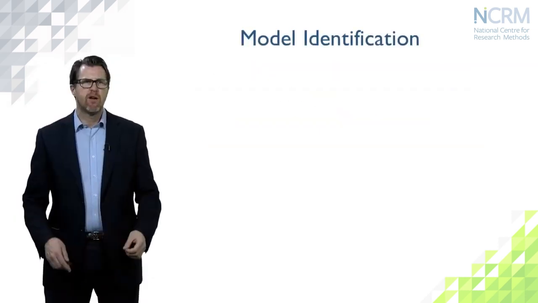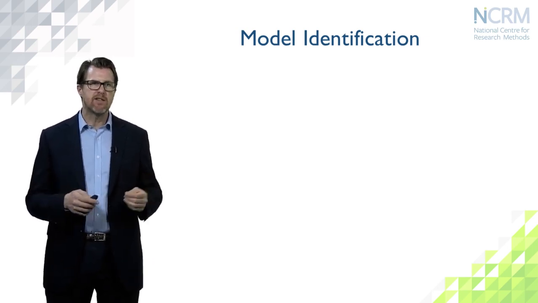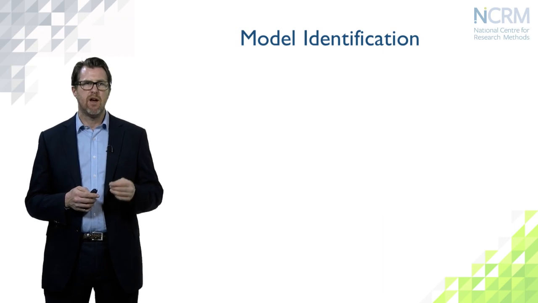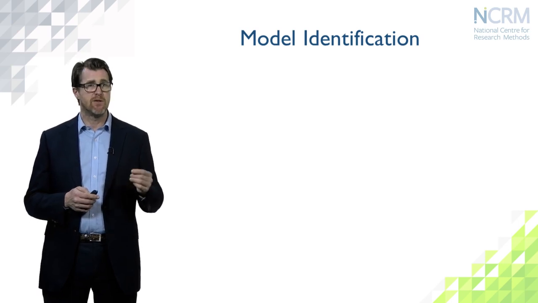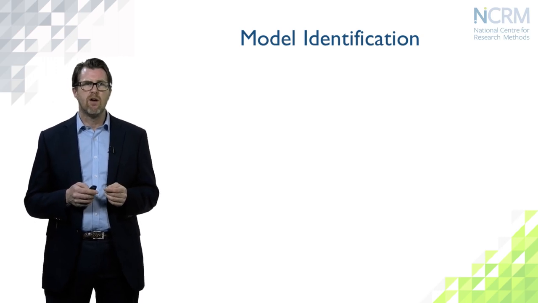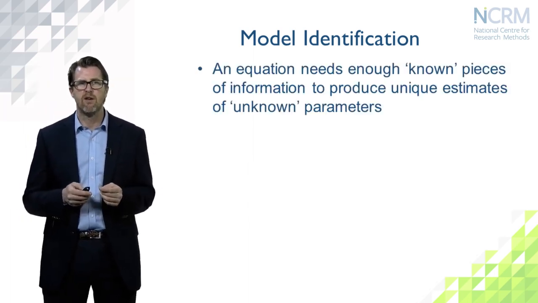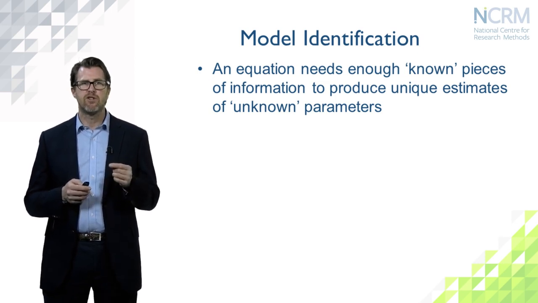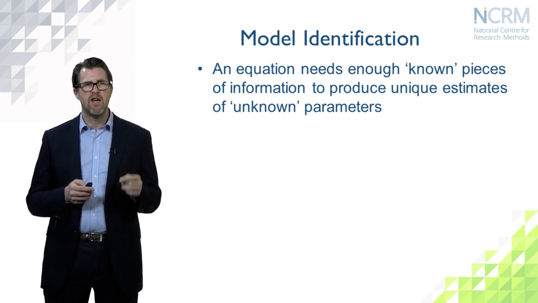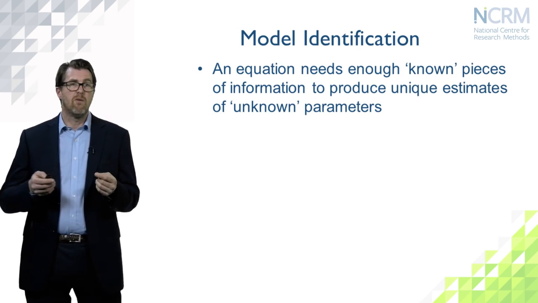So the last thing I'm going to talk about in this video is model identification. This is all linked with the things I've talked about already, to parameter constraints and fixing parameters to particular values, and to assessing model fit and so on. So what is model identification? Well, in conceptual terms, we need to have enough known pieces of information in an equation to produce unique estimates of unknown parameters. Now we need unique estimates, otherwise we don't know which ones to prefer.